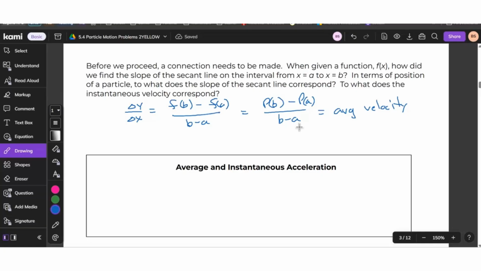And then the instantaneous velocity, this is where it would be f prime of c. Well, let's back that up a little bit. Let's say that t equals c, therefore f prime of c is equal to p prime of c, which is equal to our instantaneous velocity. Instantaneous, that's a long word, velocity. Awesome. All right.